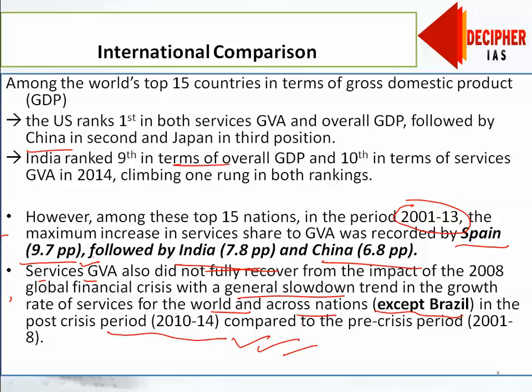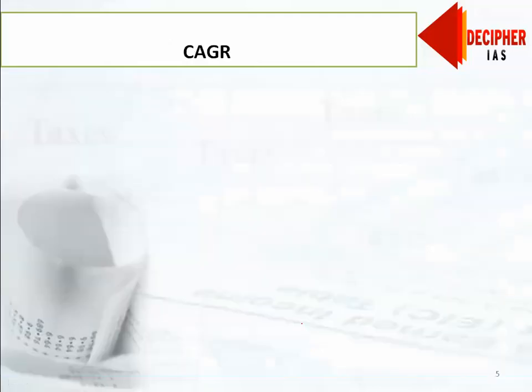It was not affected because it had very high growth rate in wholesale and retail trade and also in restaurants and hotels category. Fine. So let's move ahead. Now coming to the compound annual growth rate.